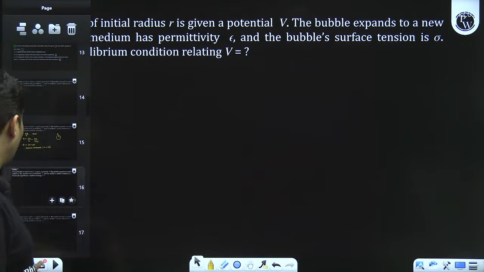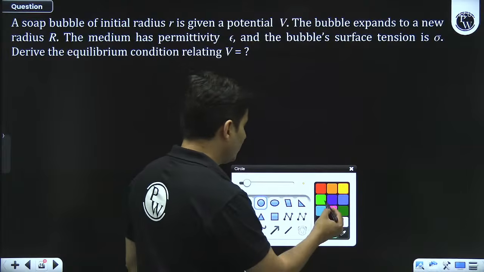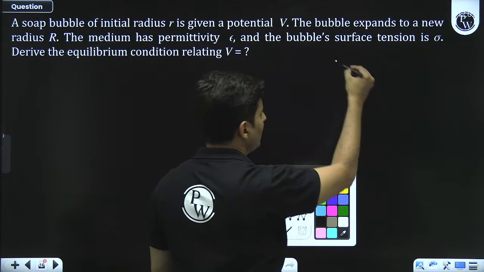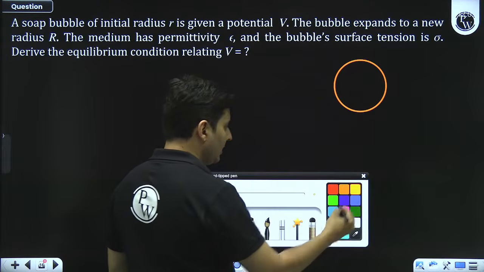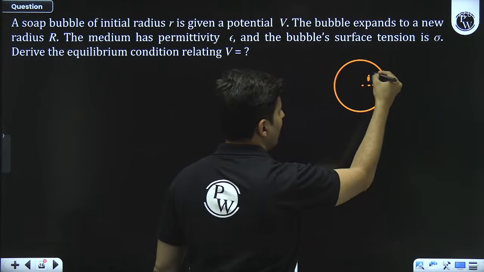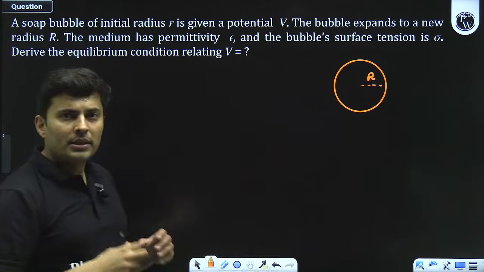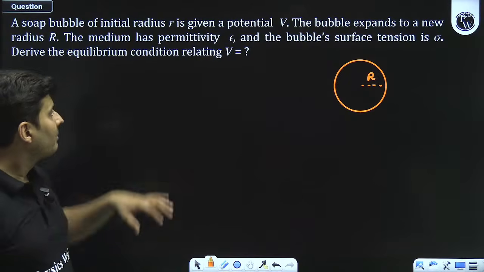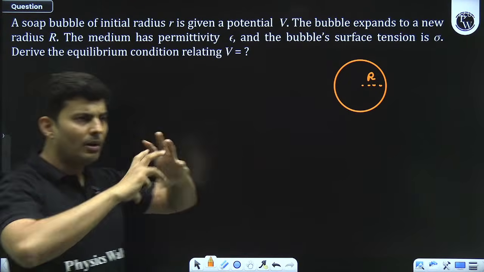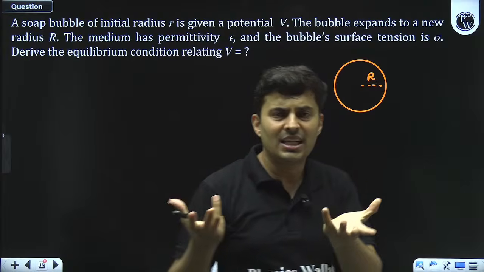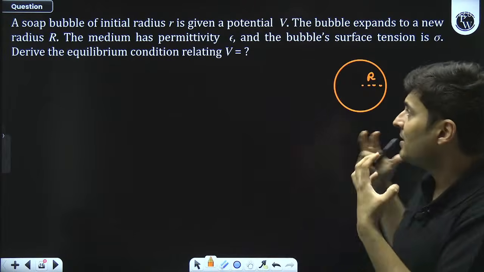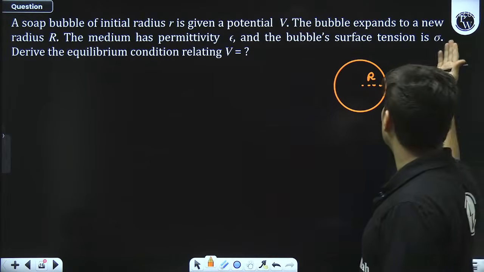Now let's think about other things. After some time, this bubble has grown in size and now it has become of radius capital R. Now comes the real thing. What are we supposed to do? Okay, the bubble grows, it has become something else. So what has surface tension got to do with anything? Because we have been given surface tension.